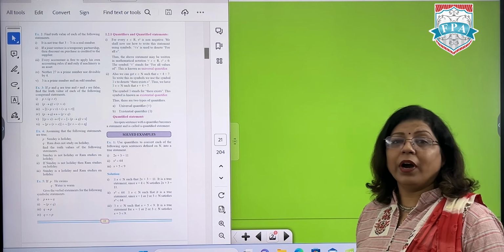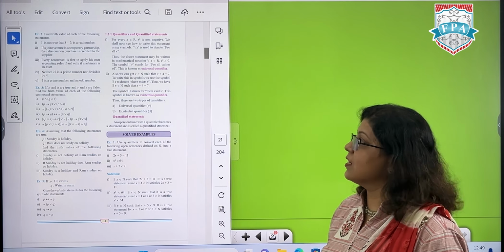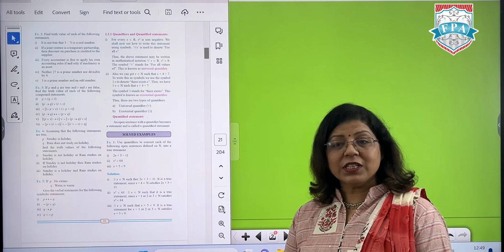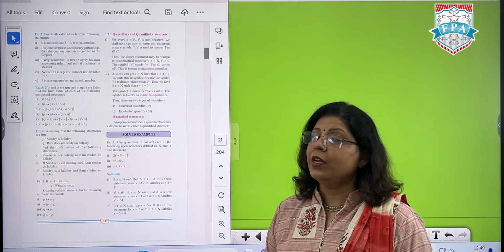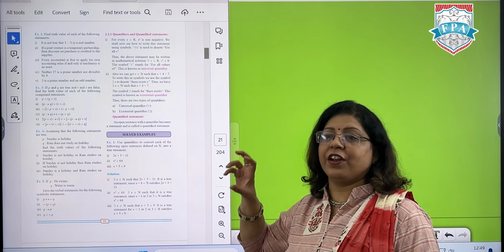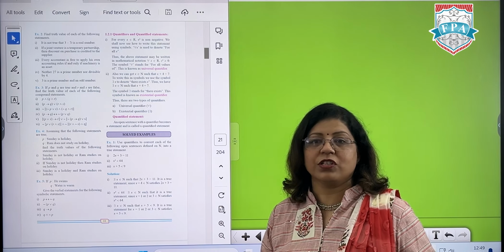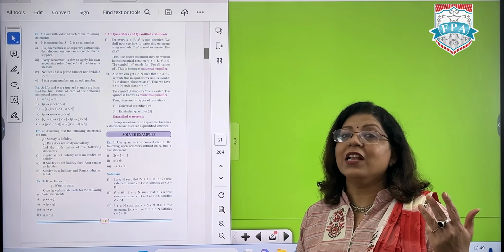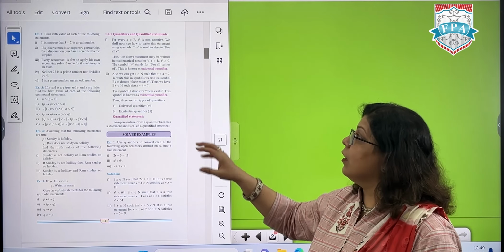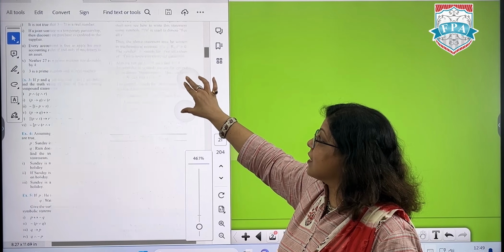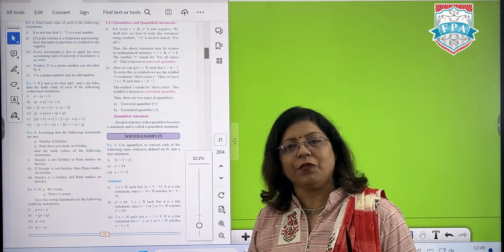Now we are going to another subtopic of this, quantifiers. These are very small parts of this whole big chapter. It's a very big chapter, in which a small part is quantifiers, then you have connectives, logical statements, and algebra of logic will also be there.